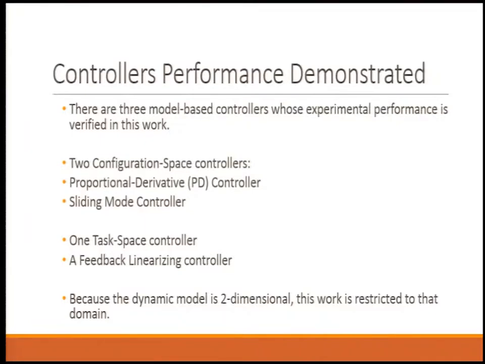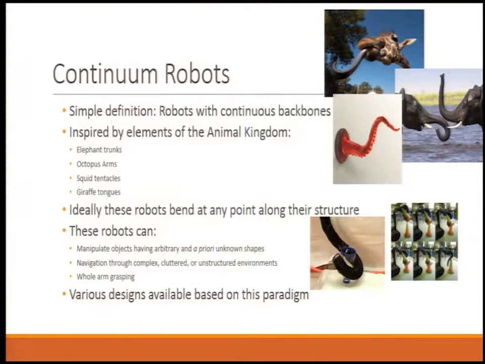So a basic definition of continuum robots: they are robots with continuous backbones, and they're inspired by elements of the animal kingdom, such as giraffe tongues, elephant trunks, squid tentacles, or octopus arms. The point of these robots is that they can bend at any point along their structure. As opposed to rigid link robots, these robots can bend and therefore can pick up objects with weird shapes, and also navigate a little better than certain types of rigid link robots in unstructured environments.